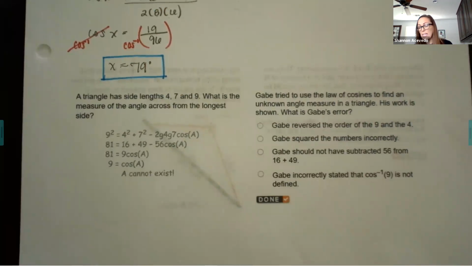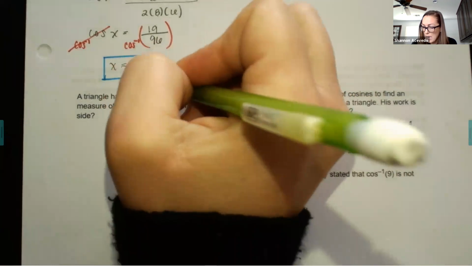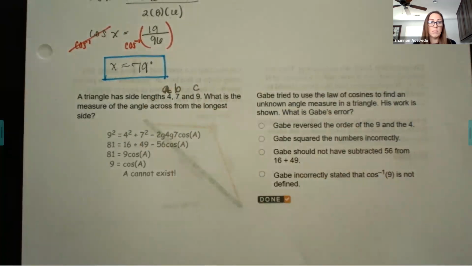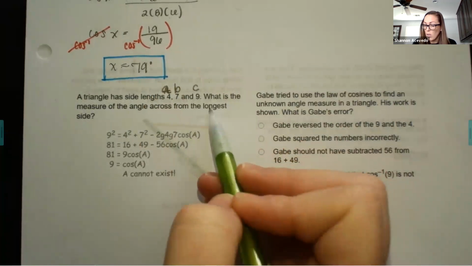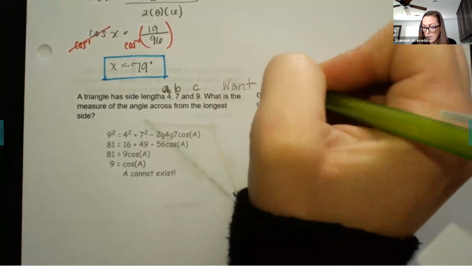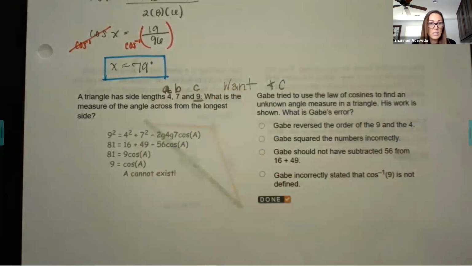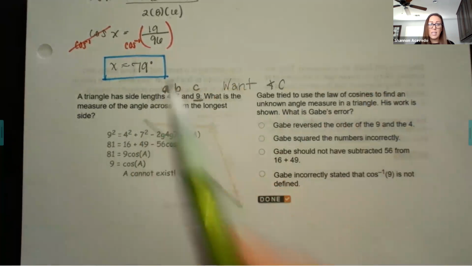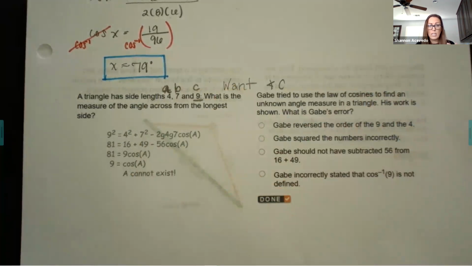It says that a triangle has side lengths 4, 7, and 9. What is the measure of the angle across from the longest side? So we could call this, if we want, just A, B, and C. So what is the angle across from the longest side? We want then, in this case, angle C, because this is the largest side right there. So that corresponds with what I labeled C. You could have done X, Y, Z. You could have done A, B, C, whatever. I just put a place value to help you guys with a visual.